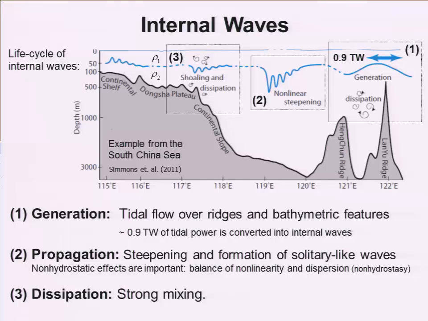During the second stage of the life cycle of internal waves, these waves can propagate across entire ocean basins and steepen and form trains of solitary waves like you see here. And this is the part of the life cycle where the non-hydrostatic effects matter, because the non-hydrostatic dispersion balances the nonlinear steepening, and this gives these waves their shape. And finally, when these waves encounter continental margins and continental shelves, they can break and dissipate their energy.